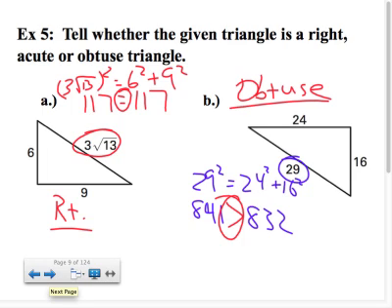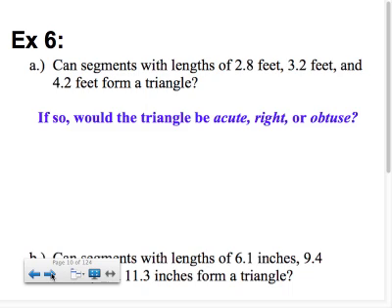This is why I said for this section it's advantageous to have c squared on the left-hand side instead of the right. Because if c squared is smaller, it's acute. If c squared is bigger, then it's obtuse. So I'm going to leave example 6, parts A and B, for you to work through on your own. Again, if you have any questions from those, bring them to class and we'll make sure we go over those and get your questions answered.